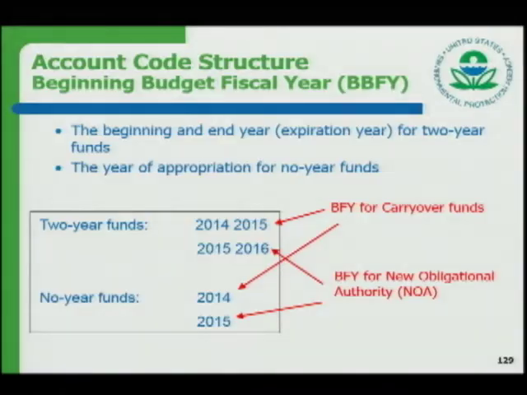For those prior years beforehand, we've gone in through our carryover process and wiped them all out. And we'll get into that in a lot more detail. But for our 2-year funds and our no-year funds, our BFY is 2014 for carryover, and new obligational authority begins with 15.